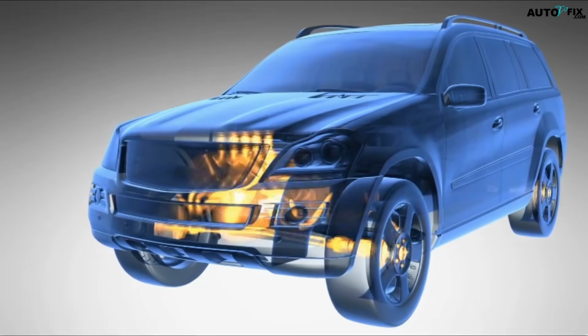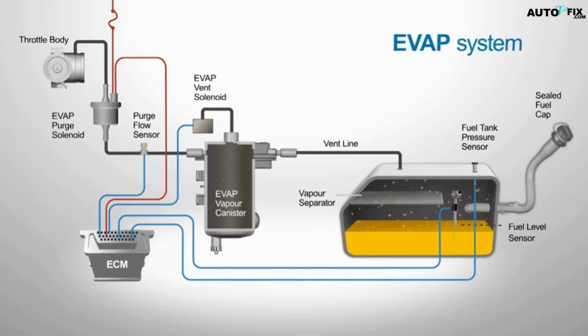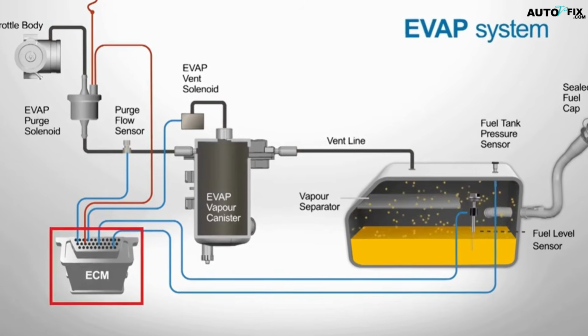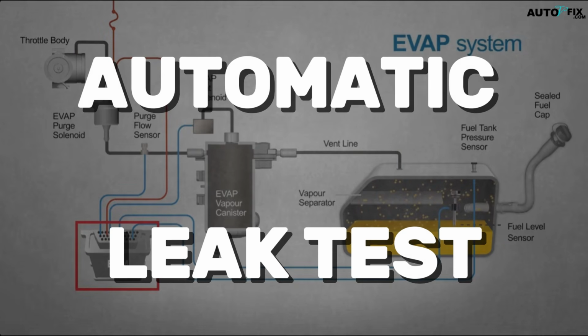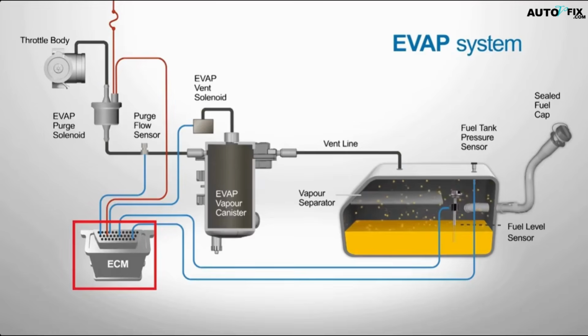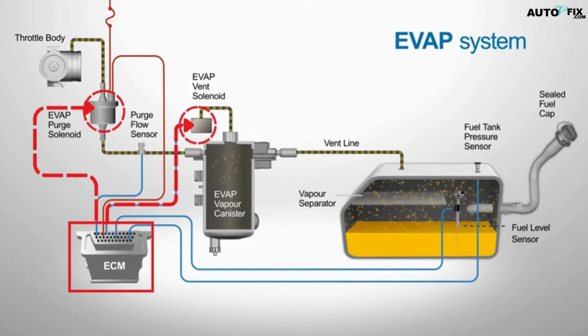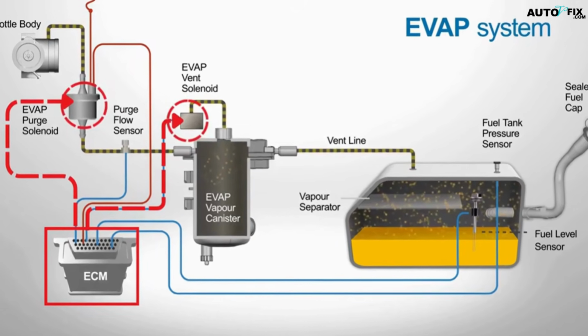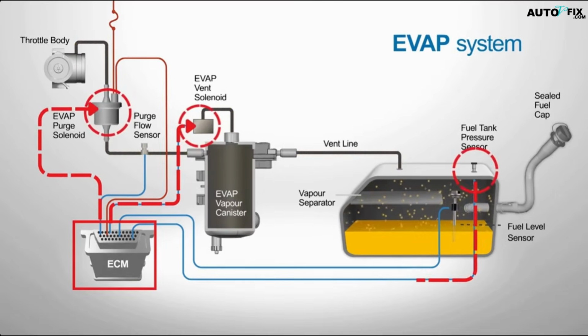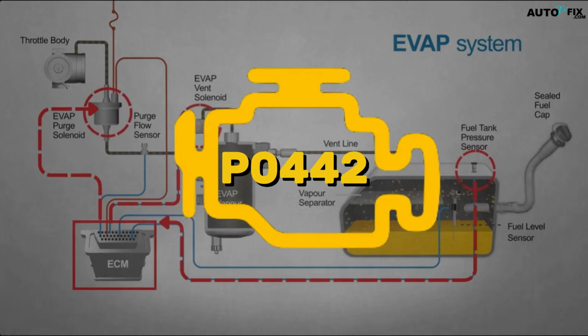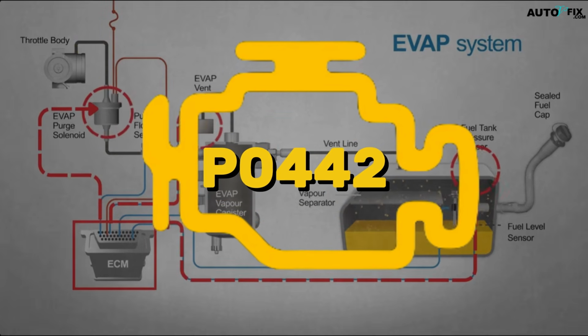But here's something many people don't realize. Your vehicle is constantly checking itself. Every so often, usually under specific driving conditions, the engine computer performs an automatic leak test on the EVAP system. It temporarily seals the entire system, creates a small vacuum, and watches the fuel tank pressure sensor to see whether that vacuum holds. If the vacuum disappears too quickly, the computer knows air is getting into a system that's supposed to be completely sealed. That's exactly what triggers a P0442 code.